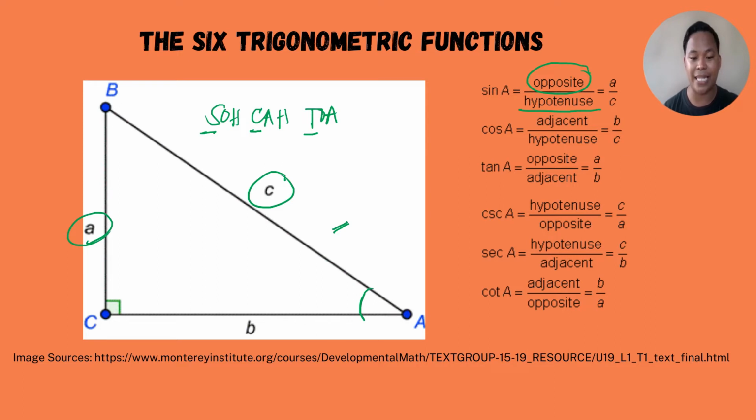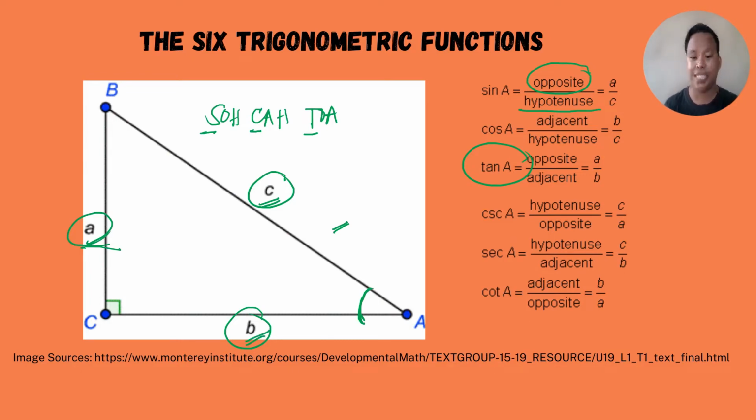For the cosine of A, so let's have this angle A, it is equal to the adjacent side, which is the value of B, over the hypotenuse C. For the tangent, we have the opposite side of angle A. So let's have this angle. And its opposite side is A over the adjacent side B.